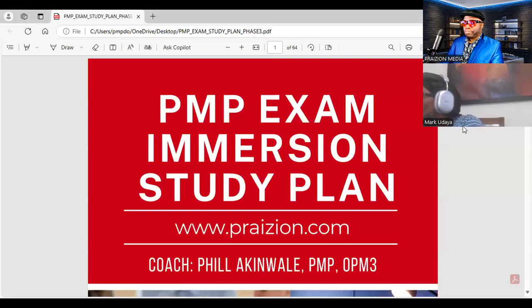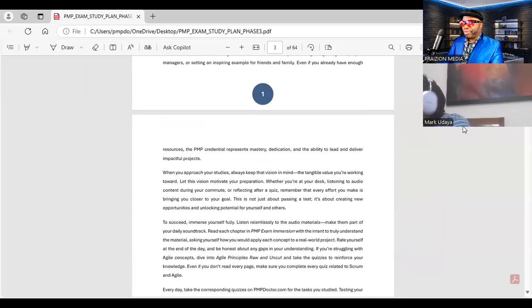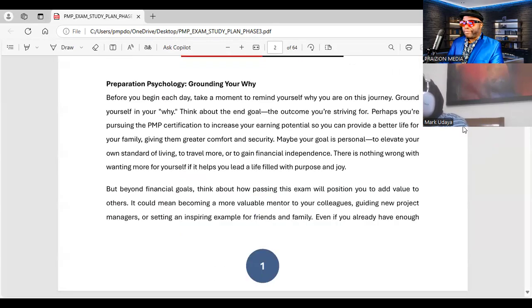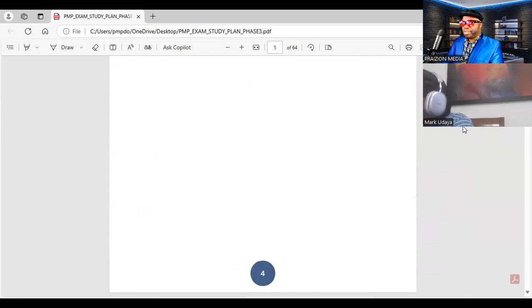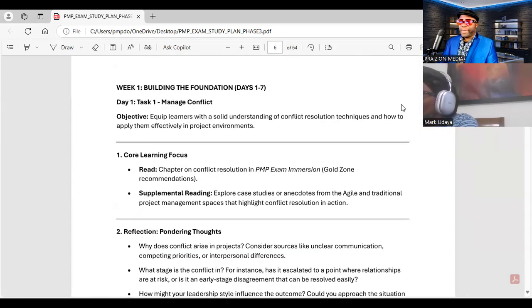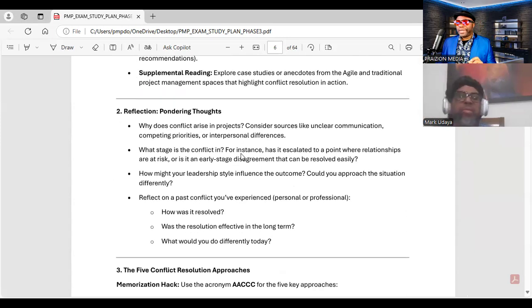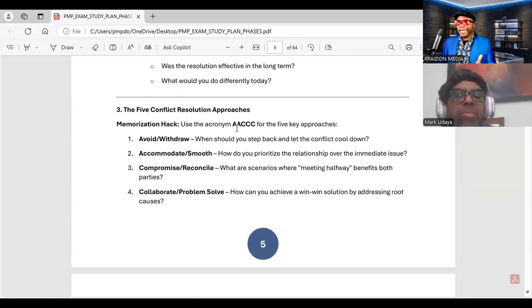So at this time, I have a study guide, a study plan, I should say, that is going to help people get ready for the exam, including yourselves. And this is a 30-day plan. It's pretty aggressive. In the 30-day plan, it starts off giving you a high level overview of the books that are involved, and it gets into week one, managing conflict. So if you're getting ready for the exam, you need to understand in managing conflict this AACCC.